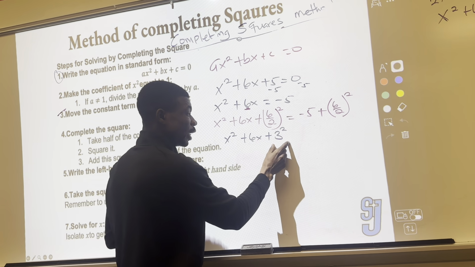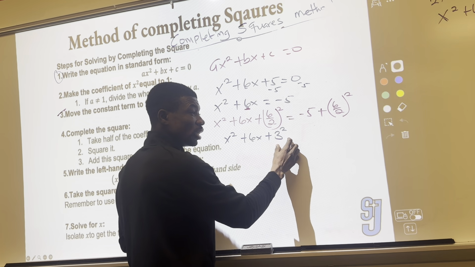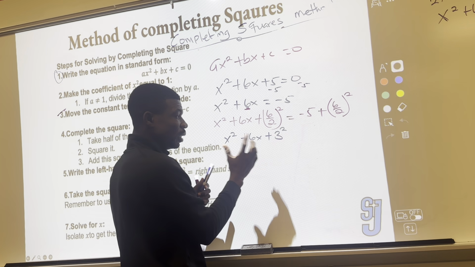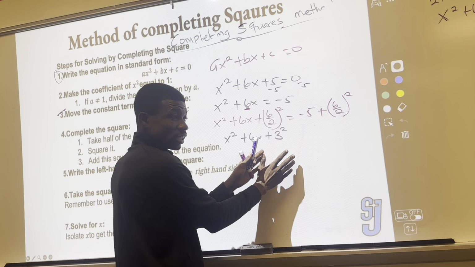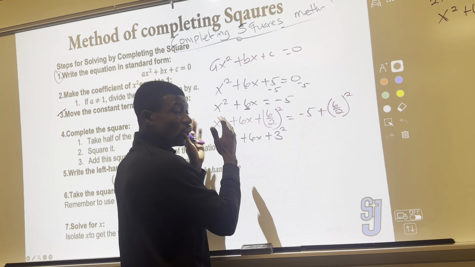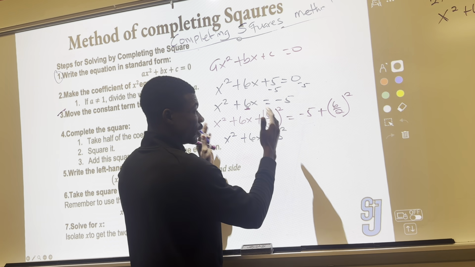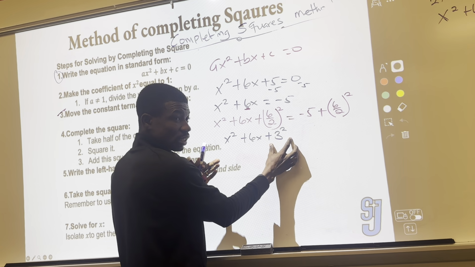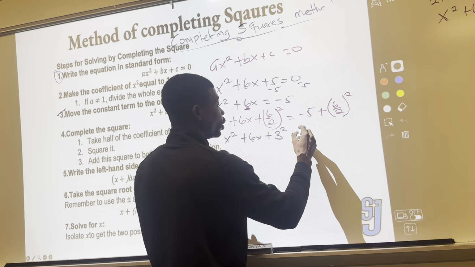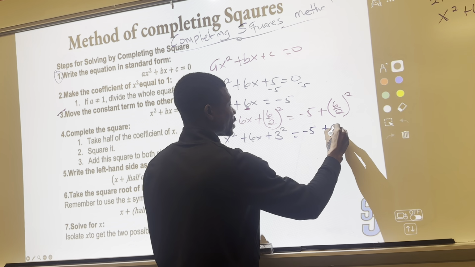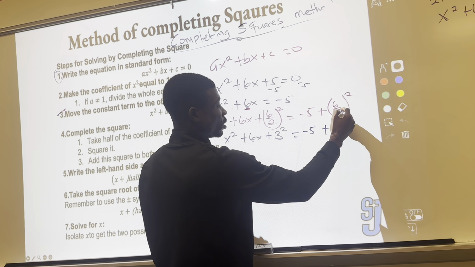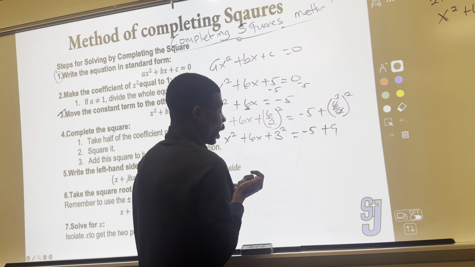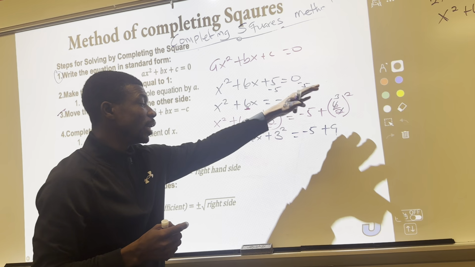People get here and they just square this, distribute this 2 times, and they have 9. And now they don't know where to go from this side. Please, when you get to this side, leave it like that. Don't touch the left side of the equation. Always make sure that part is intact. Don't simplify this. Leave it in that form. Okay, so equals minus 5 plus 9, because 3 squared is equal to 9. Okay, I believe that we've passed the stage.